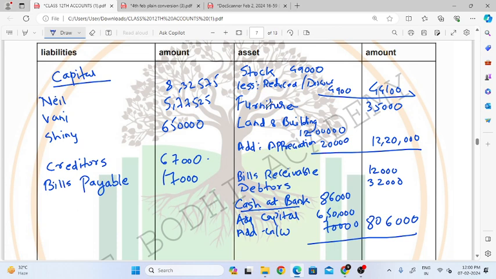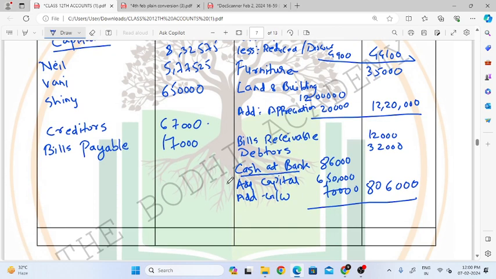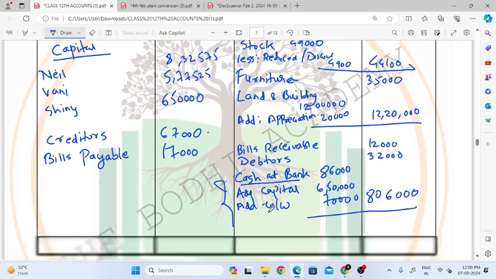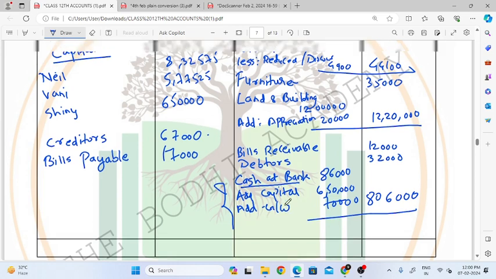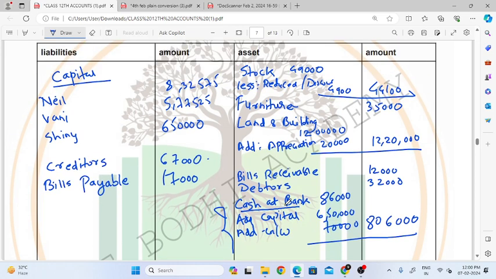We took stock, furniture, land and building. Then we added these capital figures, that is capital and the goodwill. What we got: 6,50,000, 70,000. So this is how you have to solve, and then you have to check whether both the sides are getting tallied or not. So 8,32,575 plus 5,77,525 plus 6,50,000 plus 67,000 plus 17,000.